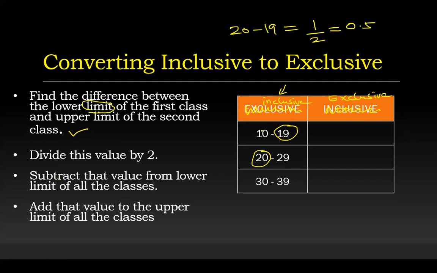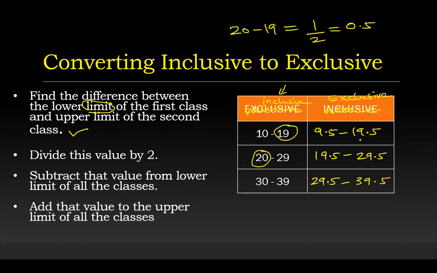So this difference, I am going to subtract from the lower limit and add to the upper limit. Lower limit subtract, upper limit added. So 10, if I subtract, I'll get 9.5. Then I'm going to get 19.5. That's what the third point says: add the value to the upper limit, subtract the value from the lower limit. So now subtract it here, it is 19.5. Then add it, it is 29.5. Here I'm going to add it, 29.5. Here it is 39.5. So that is how we are converting this inclusive class into an exclusive class.